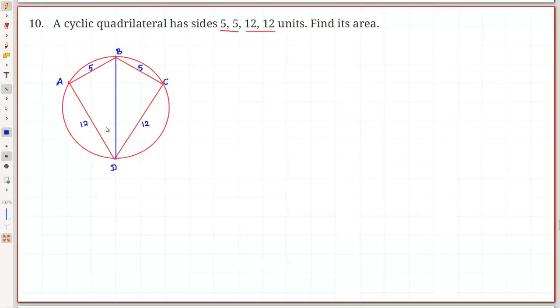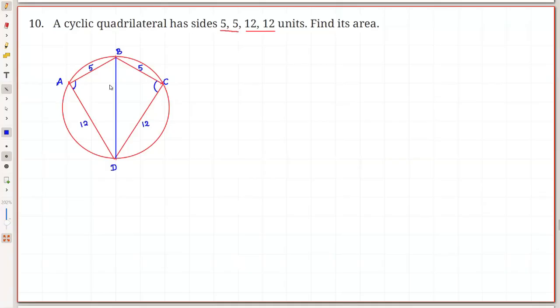One more property of a kite is that a pair of opposite angles will be equal. These two angles will be equal. Angle A and angle C are equal in a kite. That is also one of the properties. In a kite, these opposite angles will be equal. Angle A and C are equal. B and D are not equal. Only A and C will be equal.